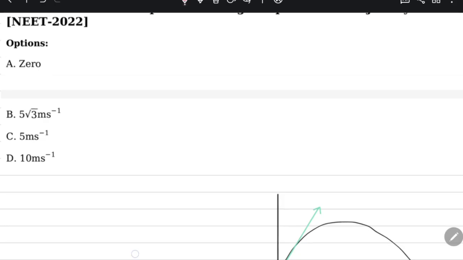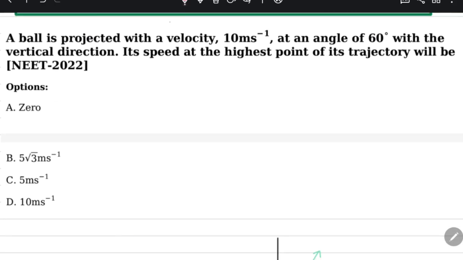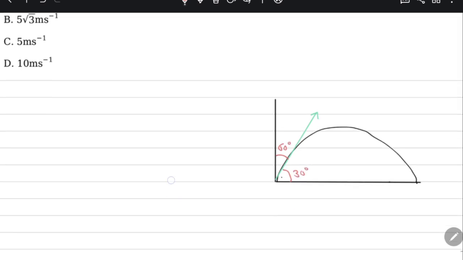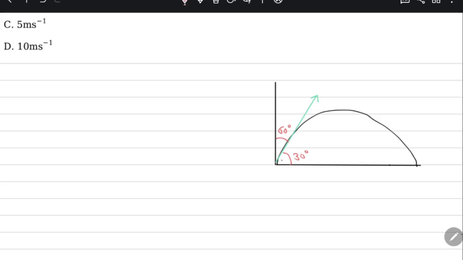Now in this, what they are saying, they are making an angle of 60 degree with the vertical, means this angle is 60 degree with the vertical. So you can make this 30 degree with the horizontal, and we do all the questions with the horizontal motion. Let this be u. So here ux is basically u cos 30 degree, and uy is basically u sin 30 degree.